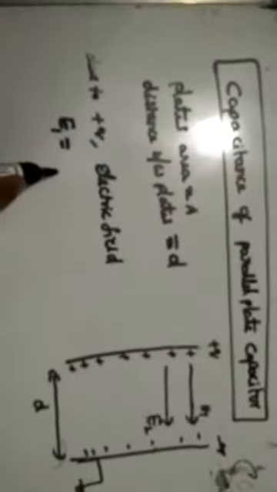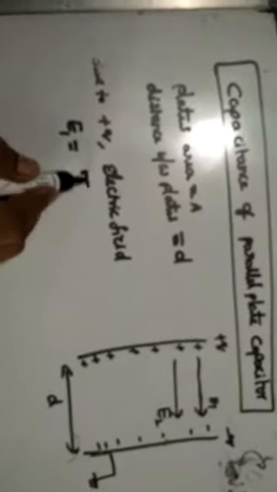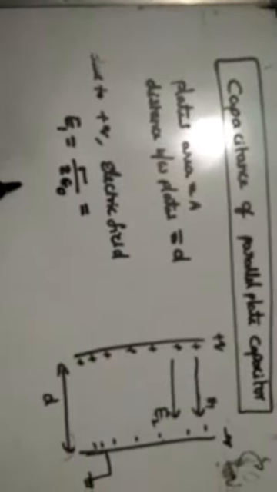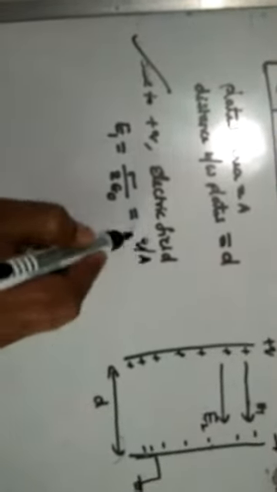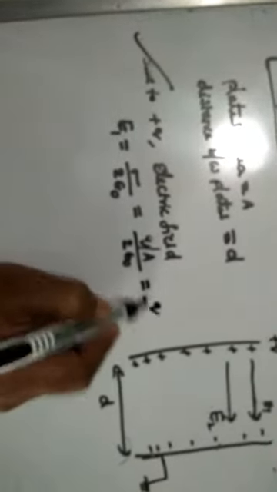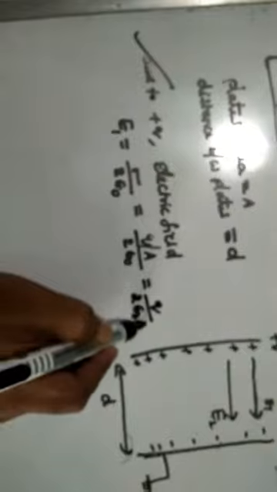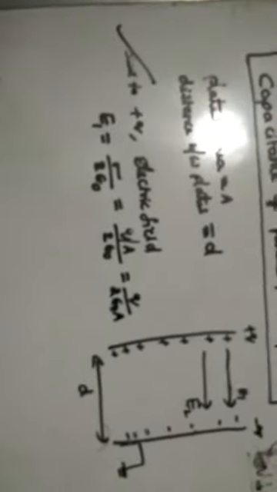That is E1. I am writing E1 is equal to... where did this formula come from? Sigma by 2 epsilon naught formula. From chapter number 1, Gauss law applications are there. From that concept I am finding this one. Sigma by 2 epsilon naught. Sigma is nothing but Q by A, so Q by A by 2 epsilon naught. This A is coming downwards. This is Q by 2 epsilon naught A. This is the value of electric field E1.